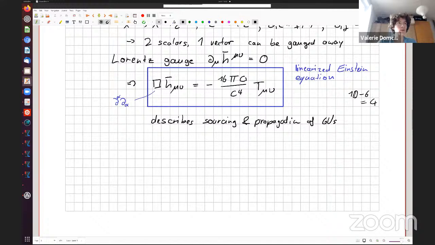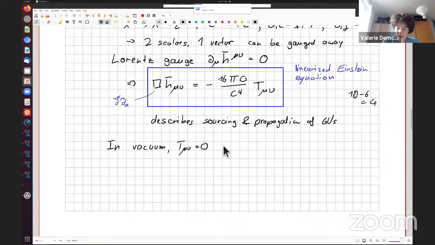We can now do one more step to simplify the system. Well, we can always do this step, but it can be more or less complicated depending on the environment. So now let us just consider the situation in vacuum. So in vacuum, we have T mu nu equals 0.